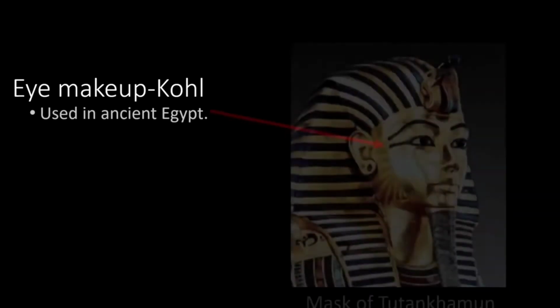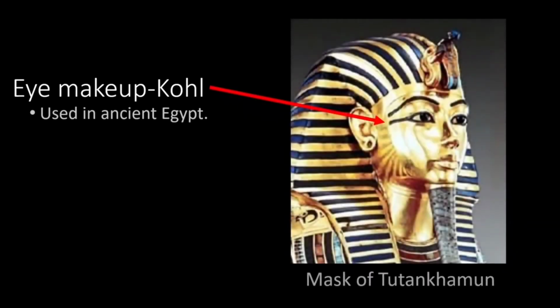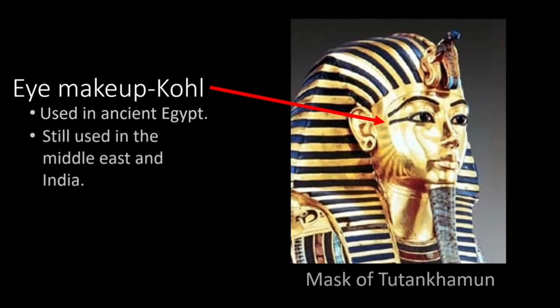Antimony ore was ground into black eye makeup called kohl, which was used in ancient Egypt, as seen in the famous mask of Tutankhamun. This ore, antimony, is mentioned in an Egyptian papyrus of the 16th century BCE. Kohl is still used in the Middle East and India.